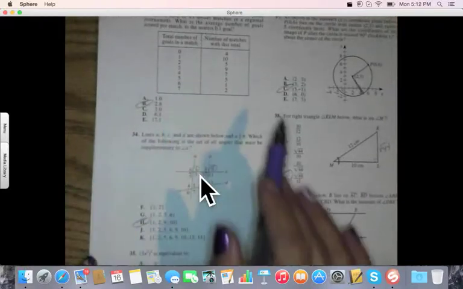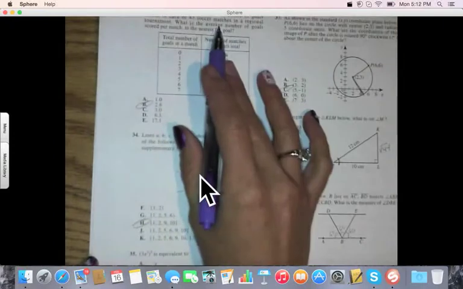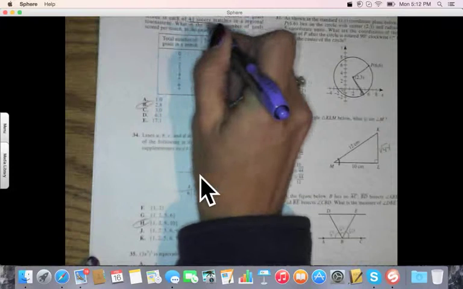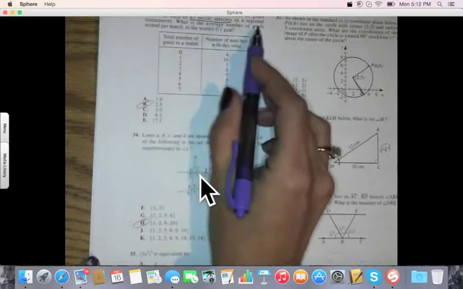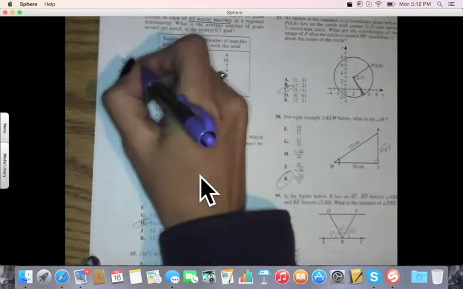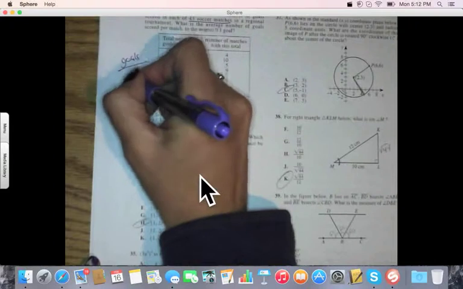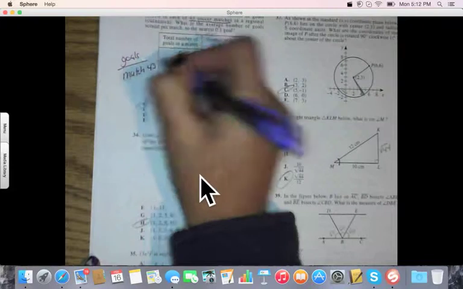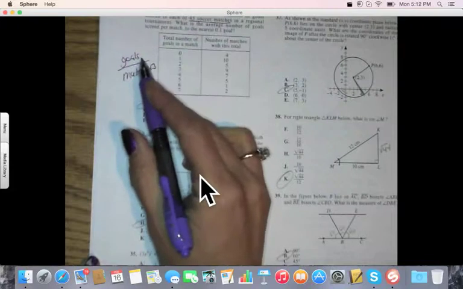Oh, this one was a little bit tricky. Your goal is to find average. Average, you know, is add everything up and divide by how many you have. We have 43 matches, and we want the number of goals per match. Goals per match. So there's 43 matches. What I need to do is figure out the total number of points and goals.